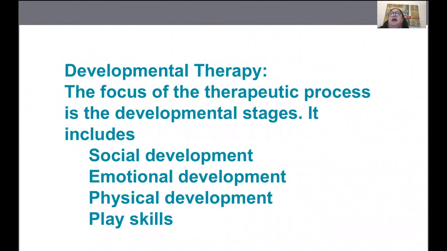So there's developmental therapy, which is basically the focus of the therapeutic process: the developmental stages. It includes social development, emotional development, physical development, play skills, and art development. Developmental therapy is really just understanding the developmental stages of kids to adults. And it's understanding that there's social development, meaning at a certain age, kids do certain things. At a certain age, as they get older, other things are available for them to do.